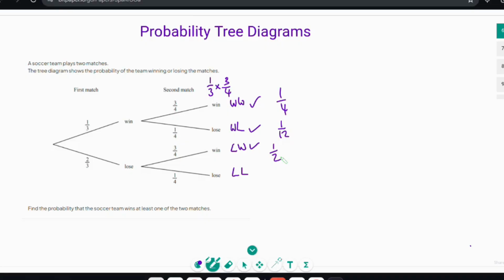Okay, so we've got all those options. What do we do with them now? Well, it's this or this or this, so we add them together. So 1/4 plus 1/12 plus a half, and IGCSE is all calculator. So let's just add them together. 5/6.